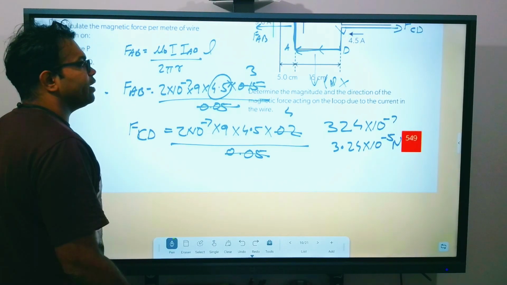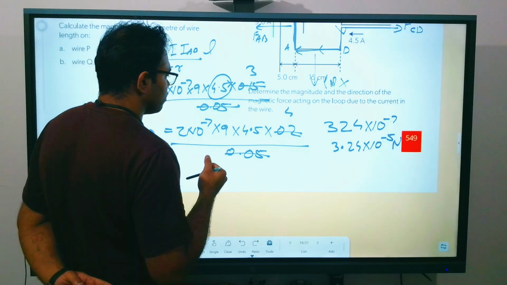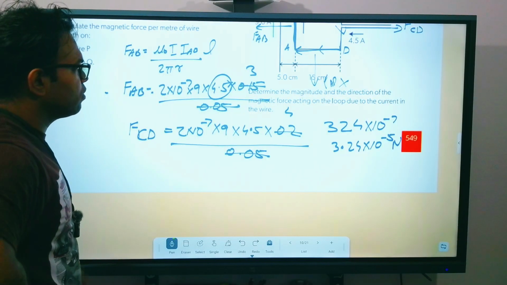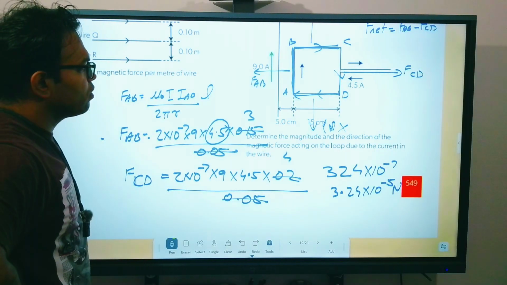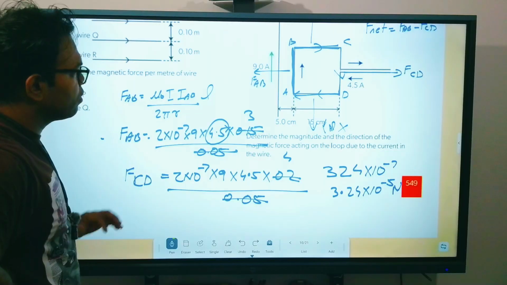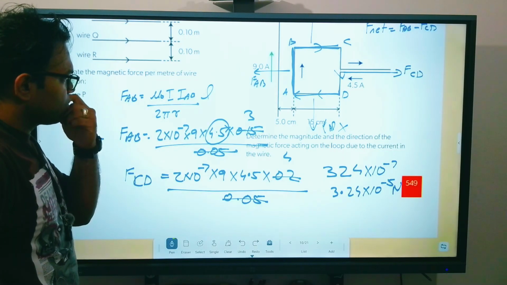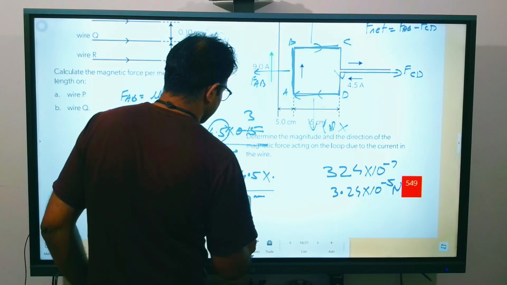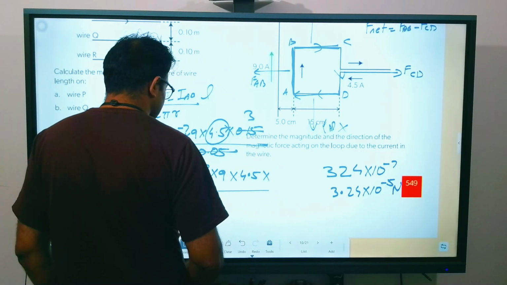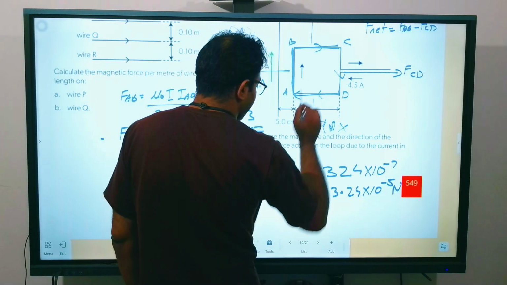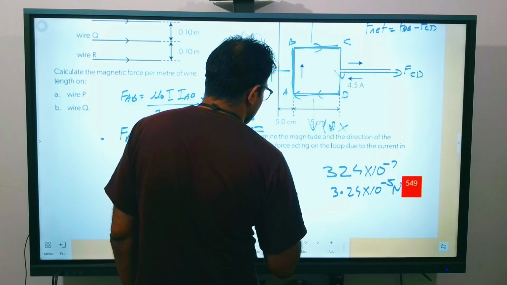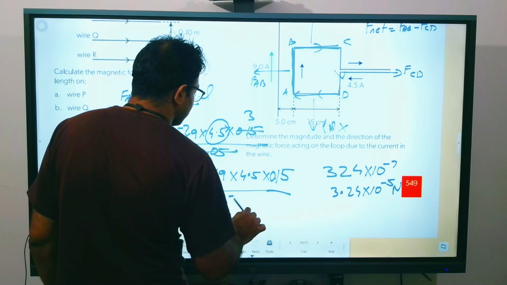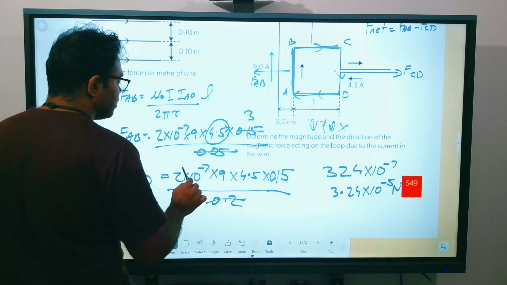And for the above one, what will it be? Oh, I'm so sorry. Yeah, you are correct. Yeah, no, no, it's fine. You will get 4.5 into 0.15 upon 0.2.